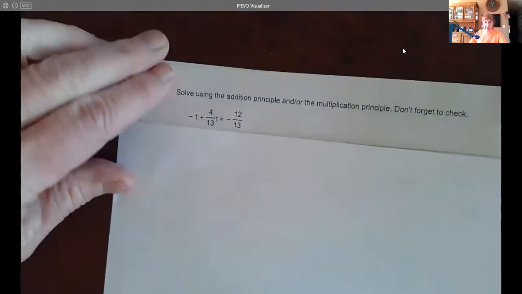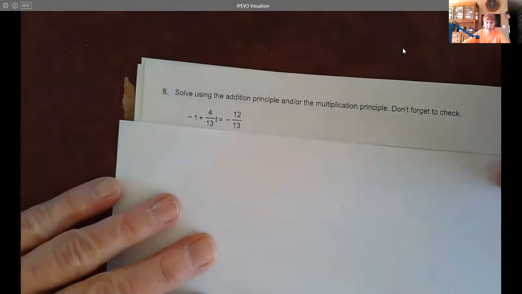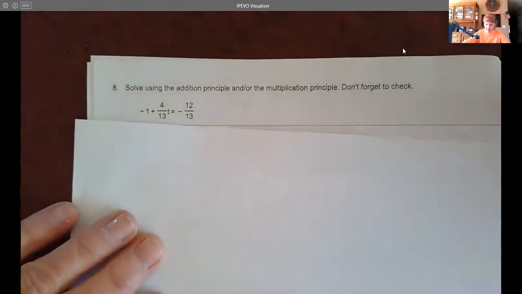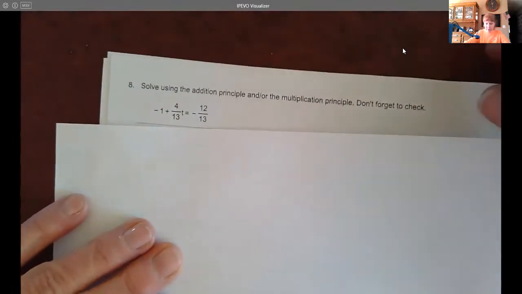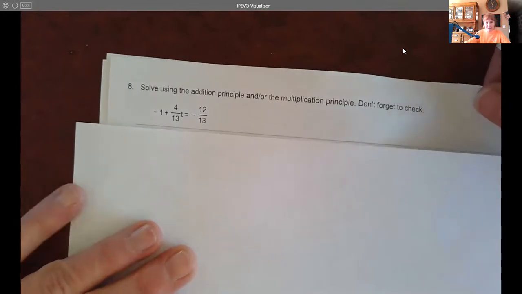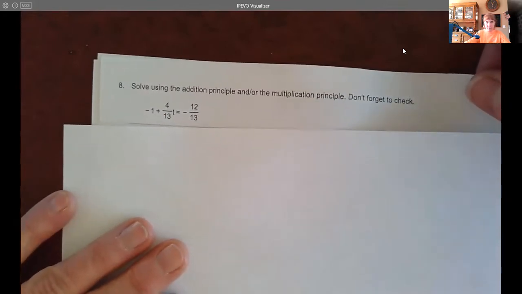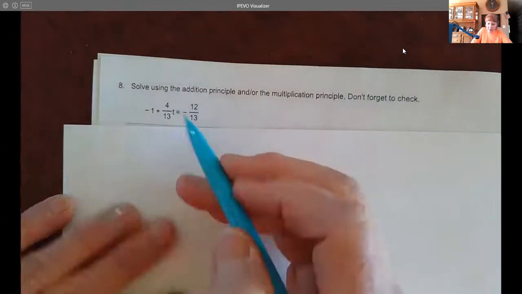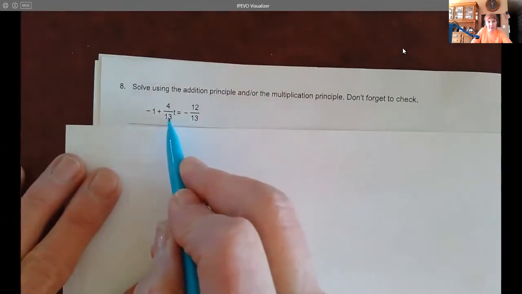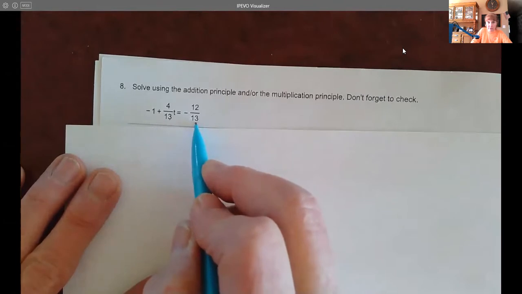And let's look at number 8. So we have plenty of these to practice. Okay, what I would like to get rid of is the 13ths. So I'm going to multiply every term by 13 because 13 goes into 13 and 13 goes into 13.